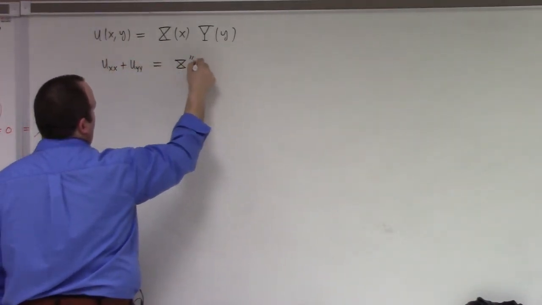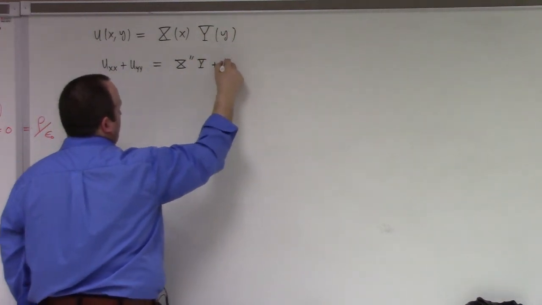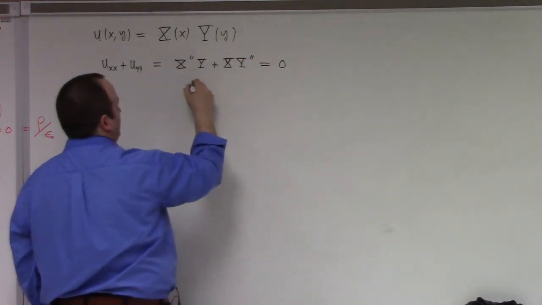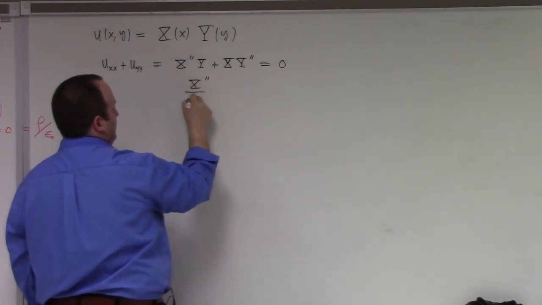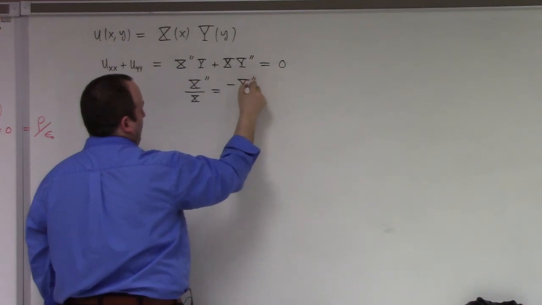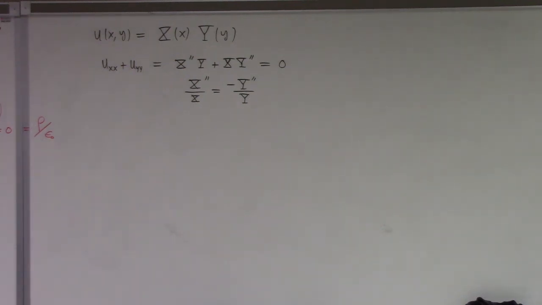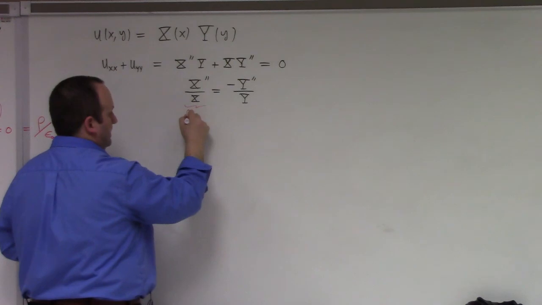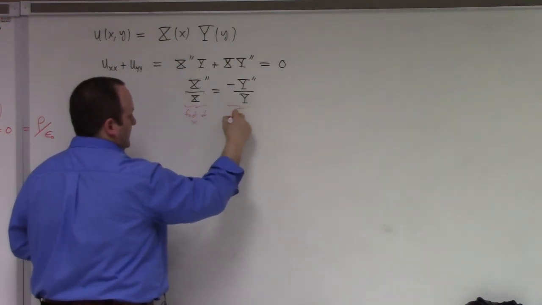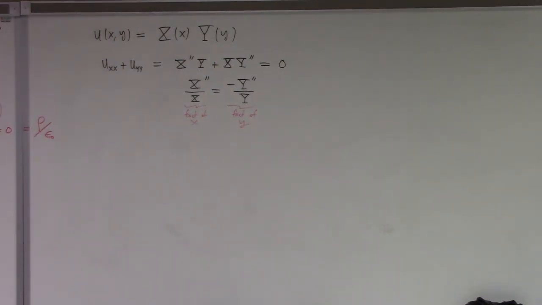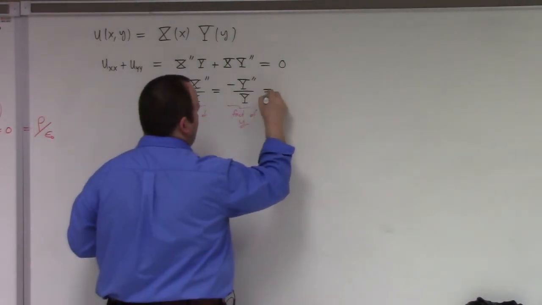That gives us X double prime Y plus X Y double prime equal to 0, which of course gives us that X double prime over X is equal to minus Y double prime over Y. As usual, we go, well, what do you know? That's a function of x, right? Over here, you've got a function of y. The only thing common to both functions of x and functions of y, the middle ground here, is just plain old garden variety constants. So we set this equal to some constant k.